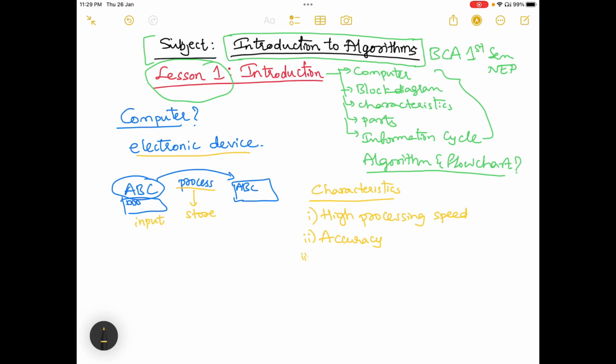And also we can rely on the computer system. So that is what reliability is also one of the characteristics. It means it should give us consistent results, right? That is what refers to reliability.